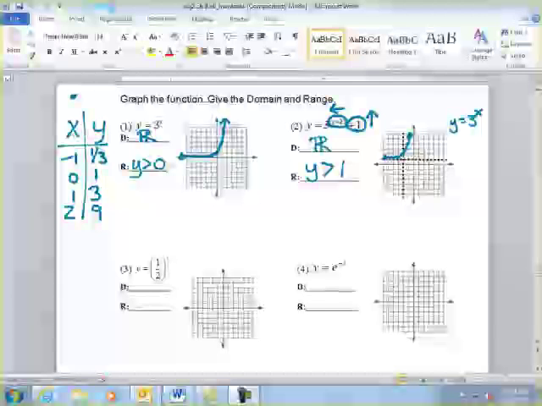Right. The range will always be greater than or less than, but not equal to. Correct. We do not want the equal sign, so it could be a greater than or it could be a less than, because it'll actually never even touch that line.